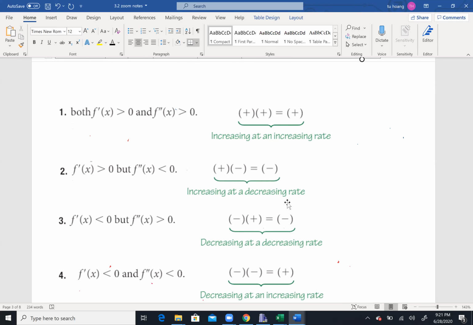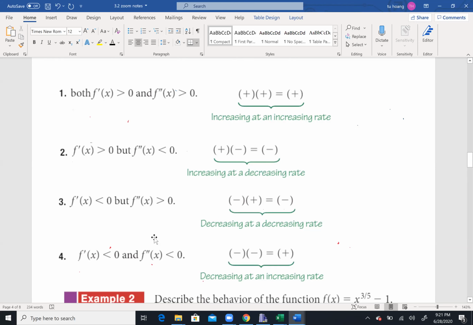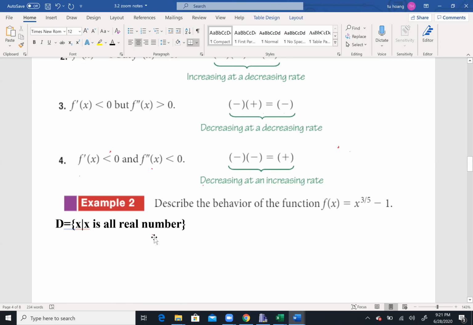There's f of x. Look at the relationship between the first and the second derivative and how it makes the rate look. If the first derivative is greater than 0 and the second derivative is greater than 0, that makes it increasing at an increasing rate. This is like the product of the first and the second derivative. Similarly, cases 2, 3, 4 explain more, but I'm just going to move to example 2 here.